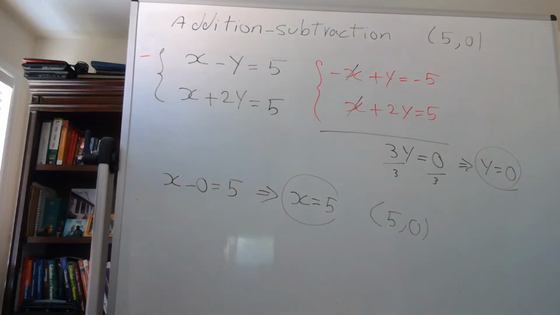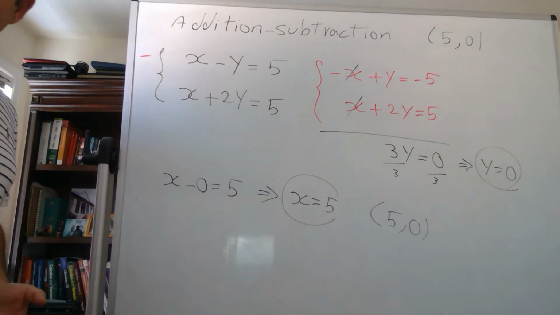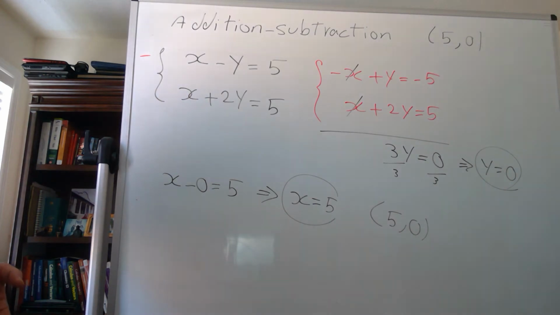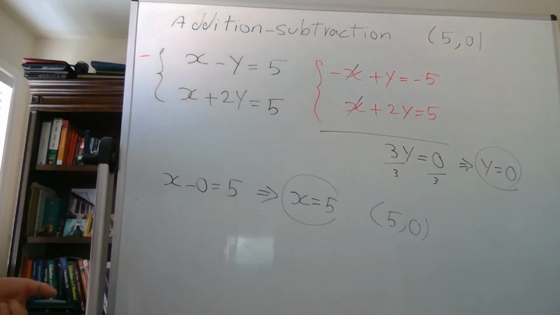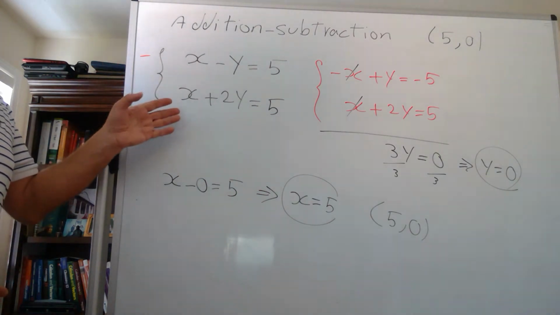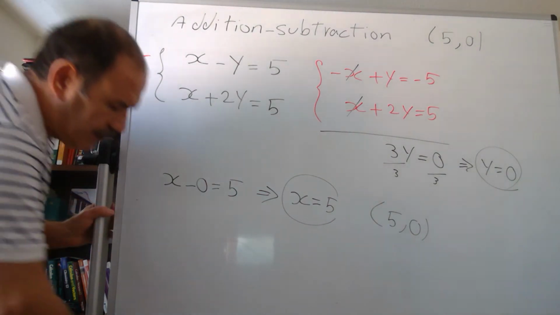So it doesn't matter how we eliminate one of the variables. The only purpose is eliminating one of the variables and solving the equation to find the other variable, then substituting the value of the variable that we found into one of the equations and finding the value of the other variable. This is the substitution method.